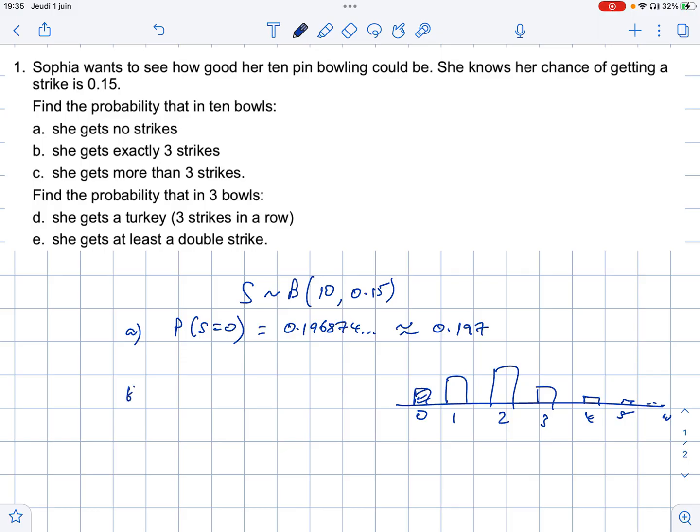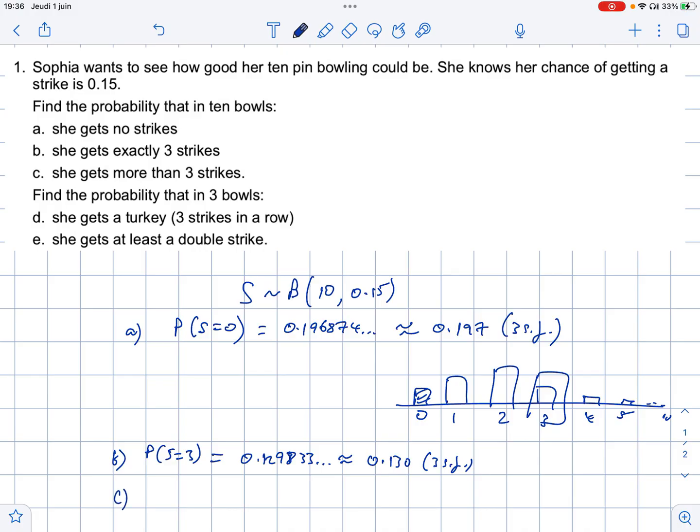Then we get part B, she gets exactly 3 strikes. We just want the 3-strike one, so the probability that S equals 3, just that bar. Binomial PDF again, set it to be 3 with a probability of 0.15. We get 0.1298337, or approximately, I'll slide that down a bit so it doesn't interrupt the rest of the writing, 0.130 to 3 significant figures. I'll mark this up as 3 significant figures too.